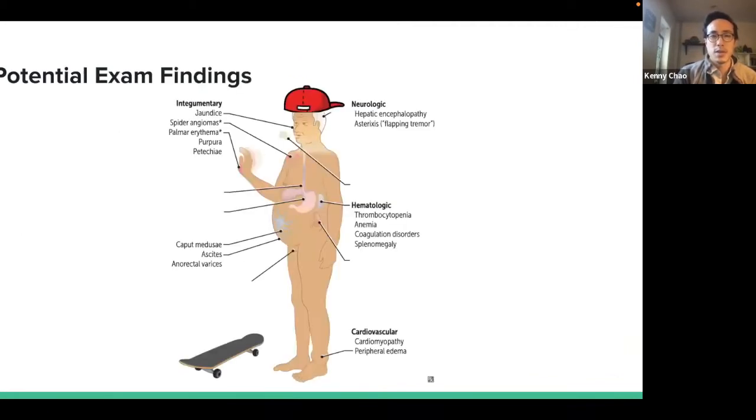Just in terms of exam findings, you guys might recognize this from First Aid. This is the guy that they showed for cirrhosis and signs and symptoms of it. I just updated it a little bit and made him look younger. But you have your jaundice, you have your ascites, signs of thrombocytopenia, hepatic encephalopathy.